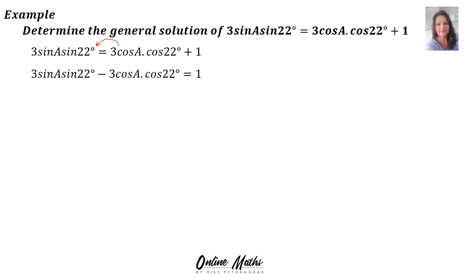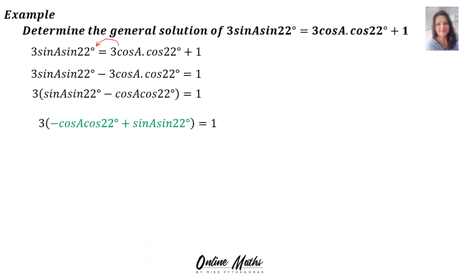Then I end with 3 sin a sin 22 minus 3 cos a cos 22 equal to 0. The next thing that I'm going to do is pull out 3 as a common factor. Now, if you look at whatever is left inside the bracket, it feels as if it's the compound angle, but you've got a problem. The problem is the compound angle is in the form cos cos sin sin. So what I did was I just swapped the two around.